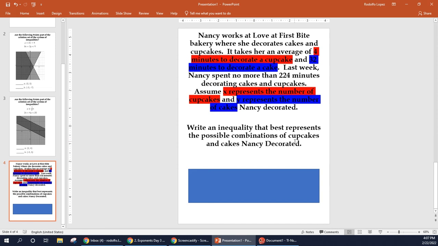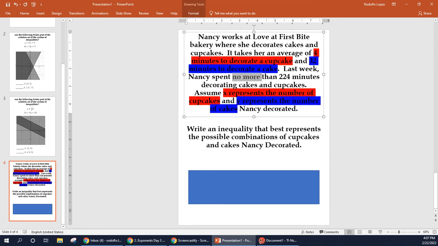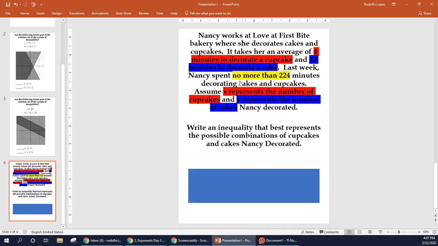Now, I'm looking for the possible combination, so I'm adding these two together to get no more than 224 minutes. This is the keyword I'm looking for, no more than 224, which I'll do in yellow. I want to identify what inequality symbol represents no more than. So I ask myself, can I spend more than 224 minutes? Like, can I spend 250 minutes baking? No, that's not possible in this scenario. So if it's not more, it's got to be less than 224. So I identify that it's a less than symbol.